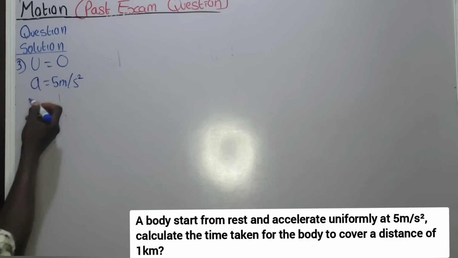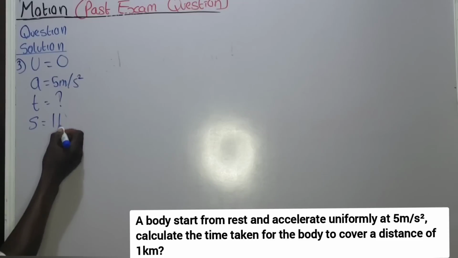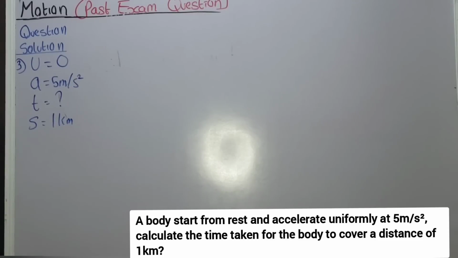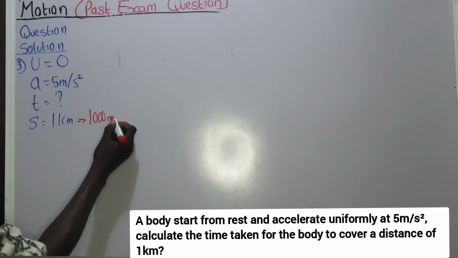So time is what we are asked to determine, and the distance is 1 kilometer. But there is one important thing that I want you to take note of. You can see that in this question the distance is in kilometers, hence we have to change it to meters. So don't forget that 1000 meters equals 1 kilometer. So the distance is 1000 meters.